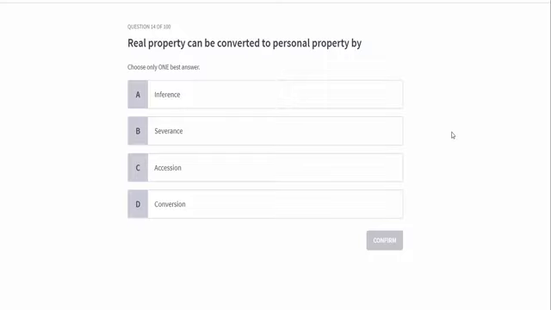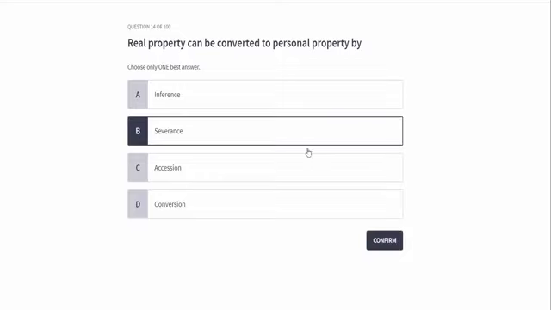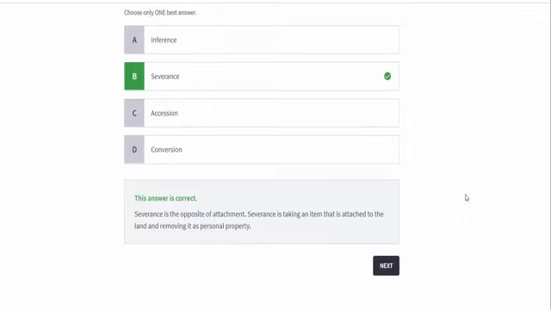So what is our correct answer? It's going to be B, severance. Now, maybe it's just me, or maybe it's you guys too, but did you guys also think that maybe it was D, conversion? I just kind of thought that as well until I really learned about severance, and how it's specifically the opposite of attachment. Then I kind of understood.